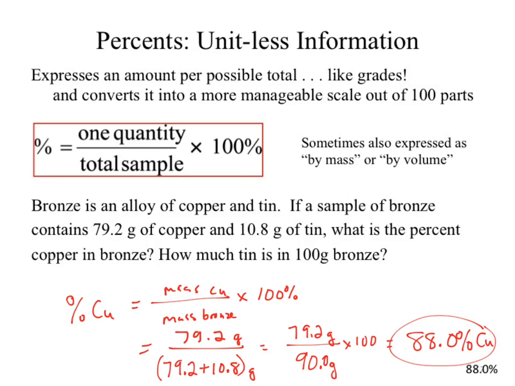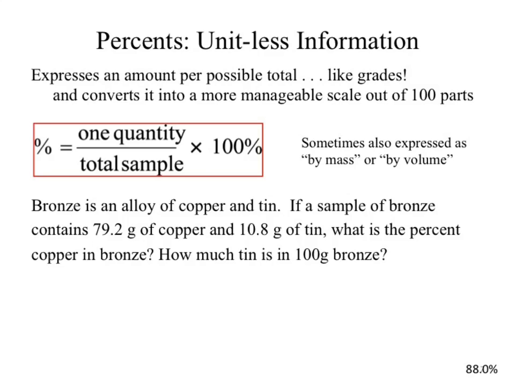We need to figure out the percent, first off, of tin in bronze. What is the percent of tin in bronze? What makes up bronze? Copper and tin, right? If copper makes up 88.0%, what does the tin have to be? Why does it have to be 12%?